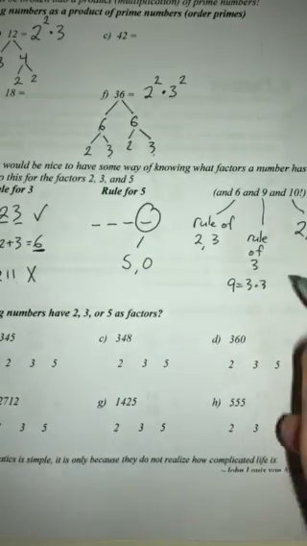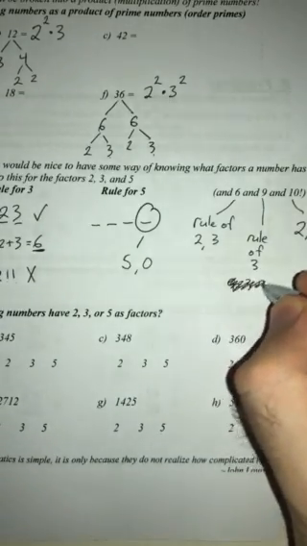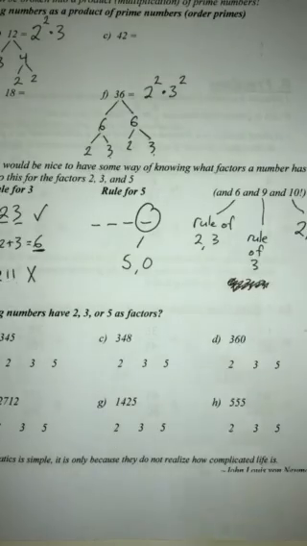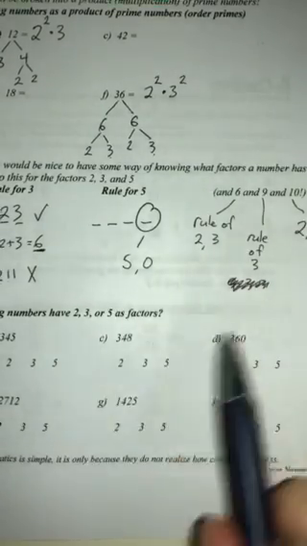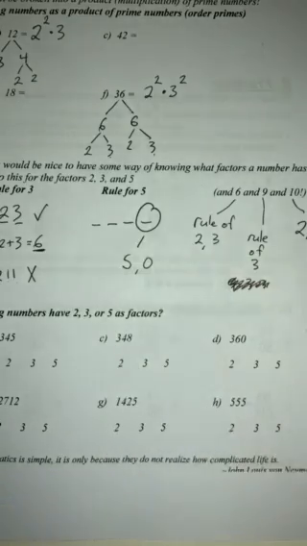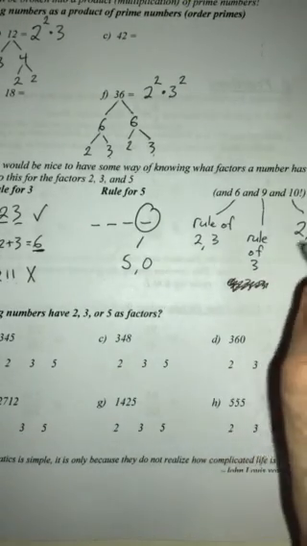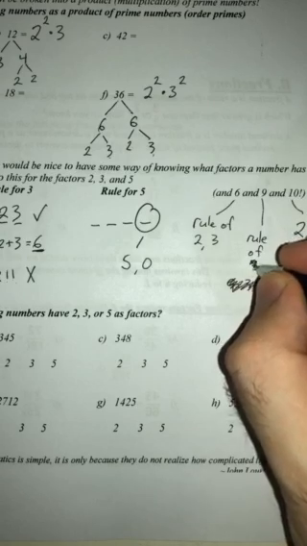The rule of 9, I'm going to explain this differently because I'm not a huge fan of that way. So rule of 9, basically what you want to do is the same as rule of 3, except you figure out if it's divisible by 9 instead. So we can do an example of this.